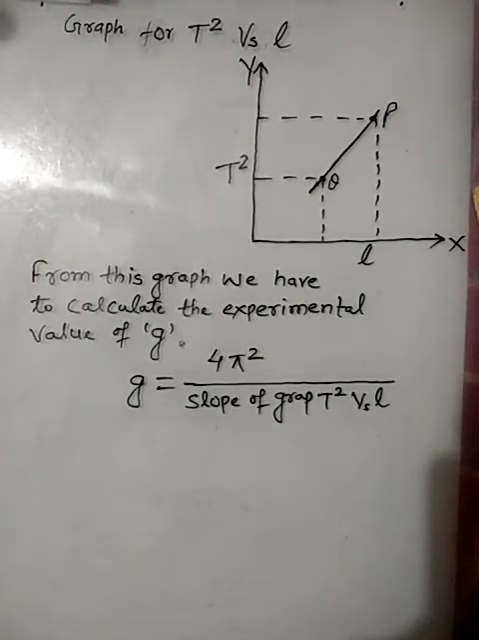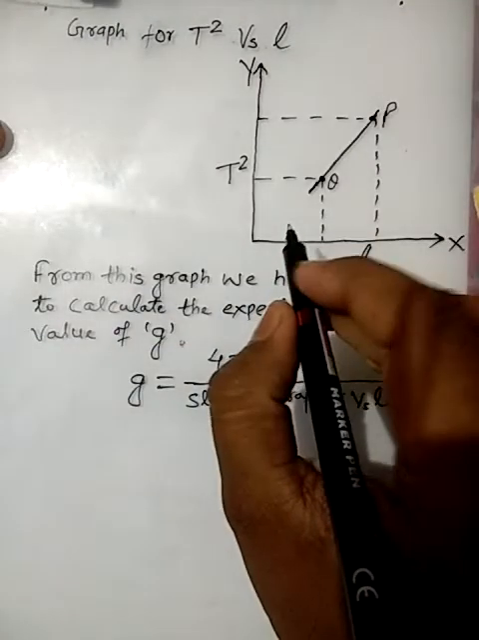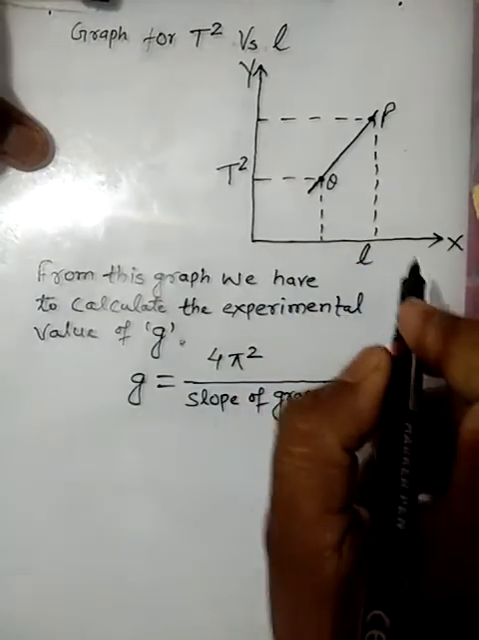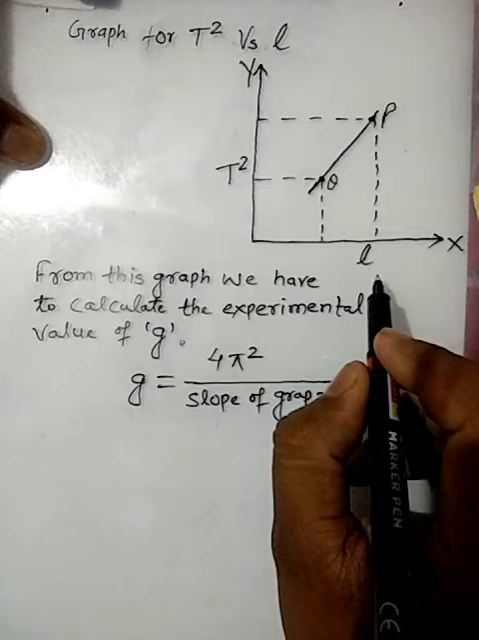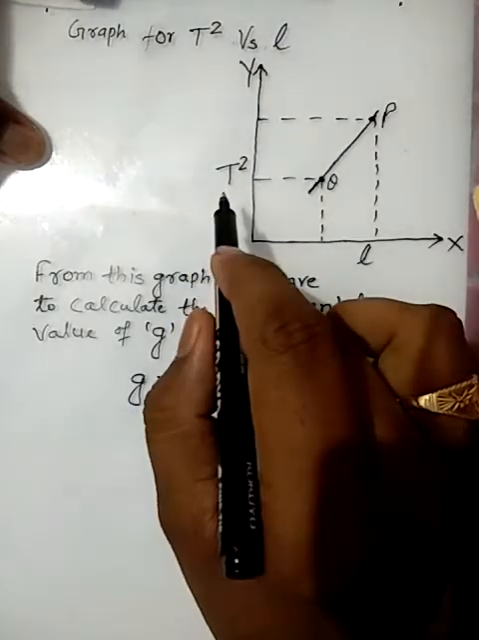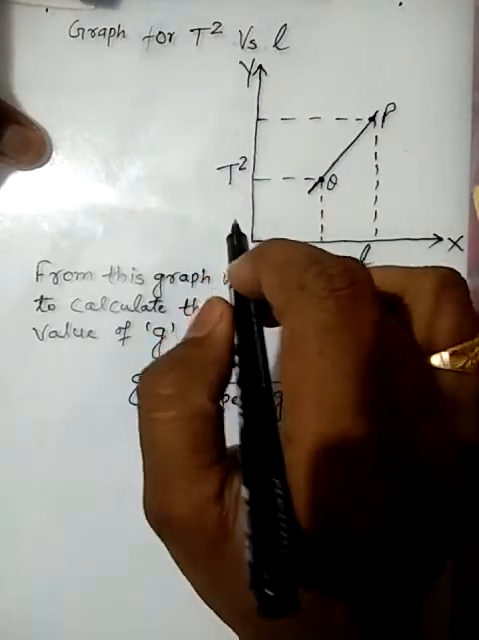In today's lecture, we will discuss a graph which is drawn between the square of the time period versus the length of the string, which is drawn here. On the x-axis, length is represented, and on the y-axis, T square is represented.